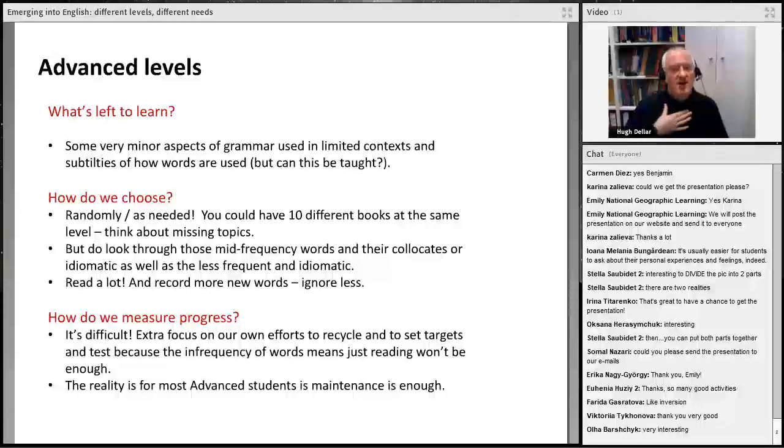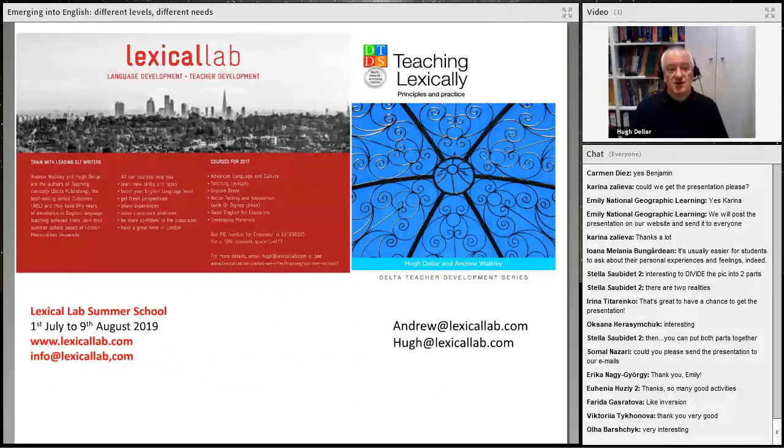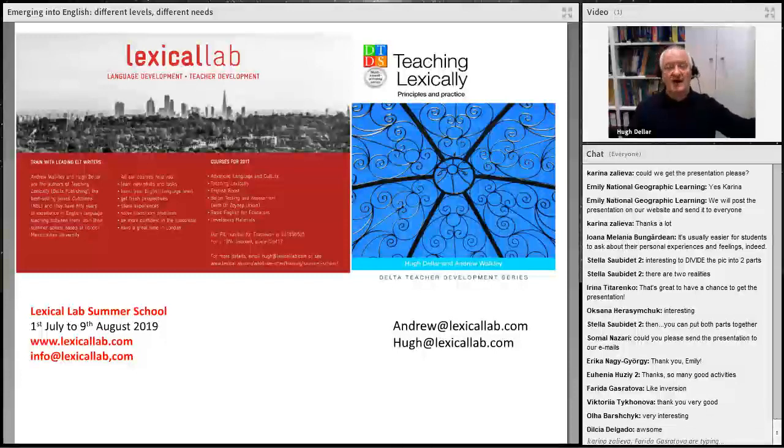We probably at advanced levels need to place an extra focus on our own efforts to recycle and to set targets and to test and assess, because the infrequency of the language we end up teaching at advanced level means that just encouraging students to read or listen won't be enough to guarantee repeated exposure in the way that it will with lower level words like way or cut or best that are inevitably going to be encountered time and time again. So I'm going to stop there.